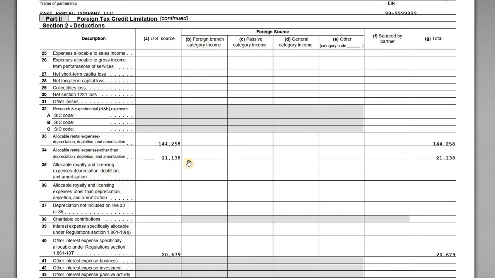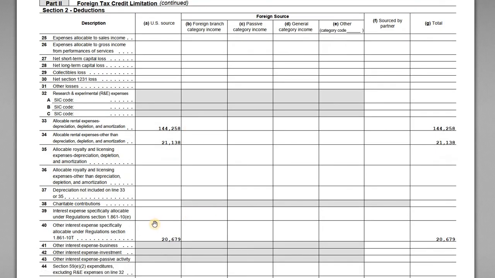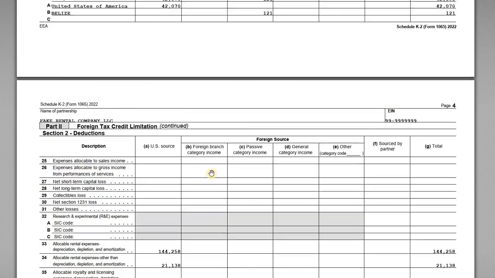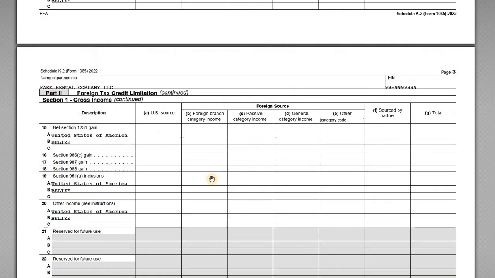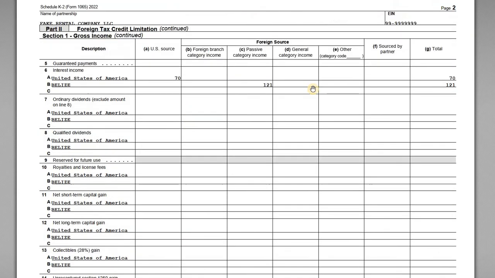All the other expenses that are not attributed to depreciation or amortization. And then we have the interest separately stated as well. Again, all of this is U.S. source, so nothing too tricky here. It will be a little more complicated if they get that Belize rental property up and running. But again, the point is to make it clear and separately state where the interest is coming from, because that might be relevant to the taxpayer. So they need to know this kind of stuff when they're preparing their 1040.